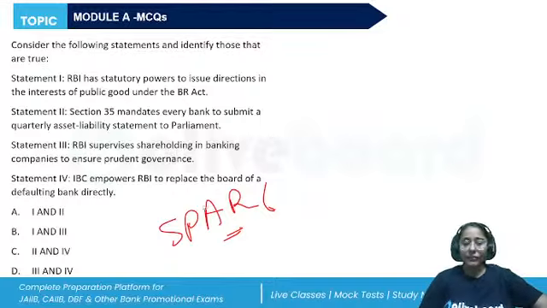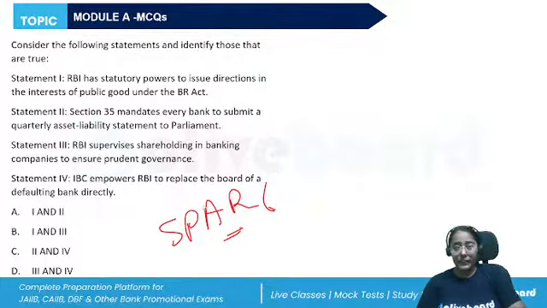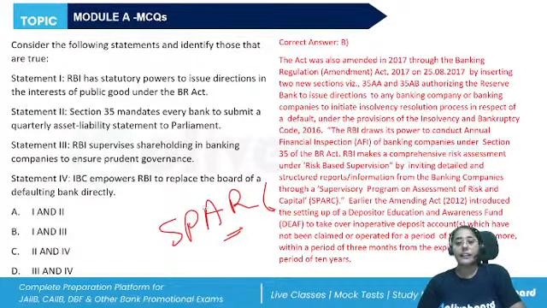Statement 1 is true. RBI has statutory powers to issue directions in the interest of public good. This is Section 35. Section 35, however, does not mandate every banking company to submit a quarterly asset liability statement to Parliament. That is not there. Statement 3 is also correct, for prudent governance. But statement 4, that IBC empowers RBI to replace the board of a defaulting bank directly, is also not true. So these are the powers that have been given to RBI. The correct answer will be 1 and 3.